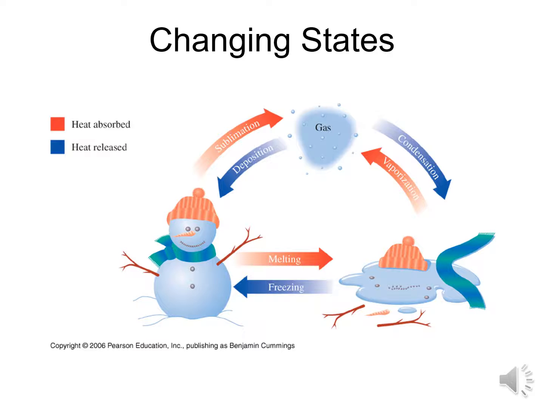If we go the other way around, if the snowman turns into gaseous water, that's called sublimation. If the gaseous water turns into a liquid, that's called condensation, which can occur in a cloud. If the liquid water turns into solid ice, then that's called freezing. Now the 3 conversions here, deposition, freezing, and condensation, that are in dark blue are examples of heat being released.